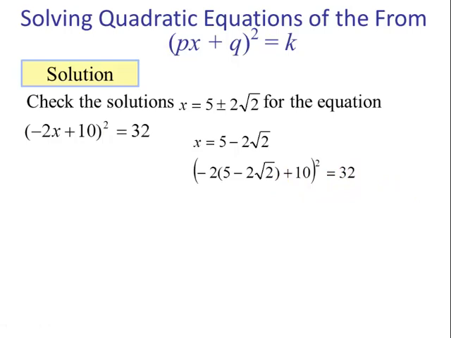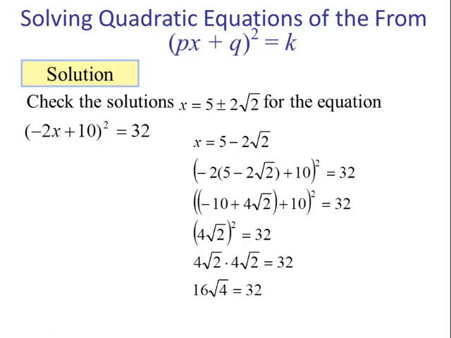Following the order of operations, we distribute the -2. -2 times 5 is -10. -2 times -2 radical 2 becomes a positive 4 radical 2, plus 10, quantity squared. Next, we can combine like terms. We have a positive 10 and -10, they cancel. So we are left with (4 radical 2)² equals 32. And 4 radical 2 times 4 radical 2 becomes 16 radical 4, and radical 4 is 2. 16 times 2 is 32, so it checks.